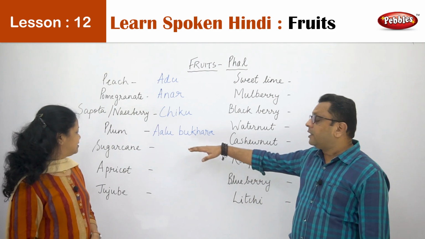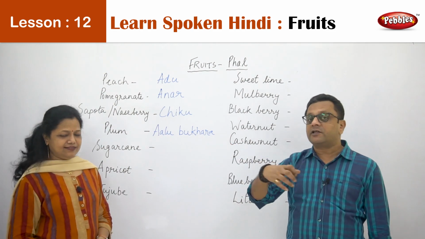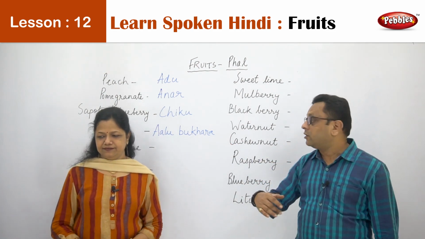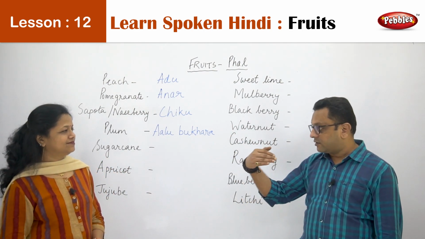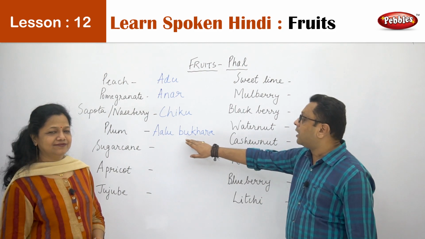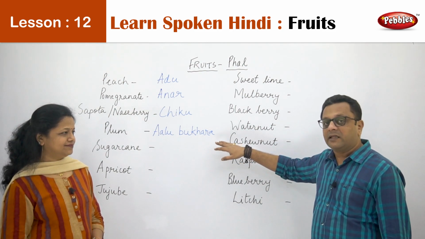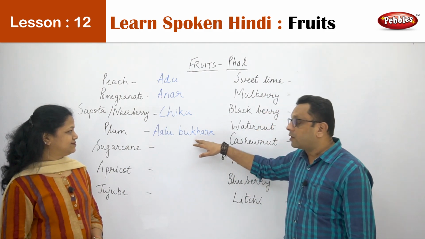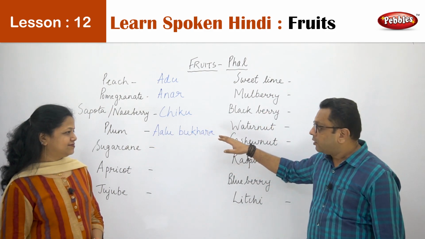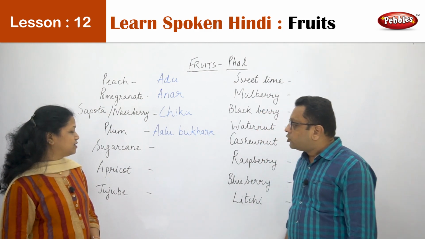So next, in the central part of the area, Maharashtra, Gujarat, they call it aloo bukhar. In the southern part and the central part of India, they will call it aloo bukhar, not bukhara. They will not call it bukhara. They will call it bukhar. So aloo bukhar or aloo bukhara.